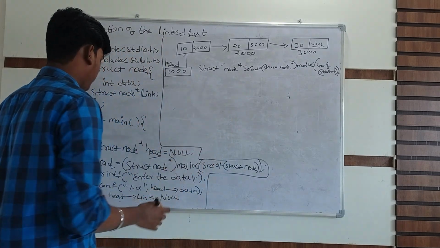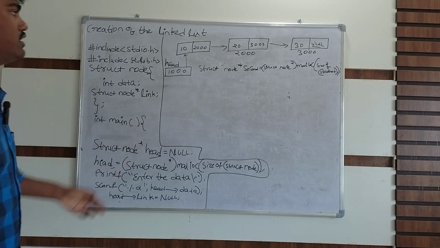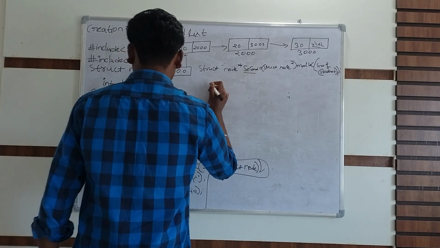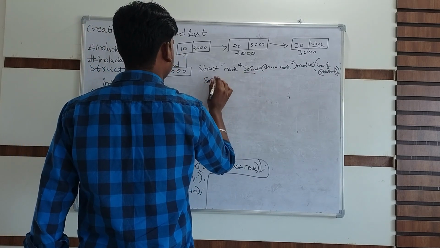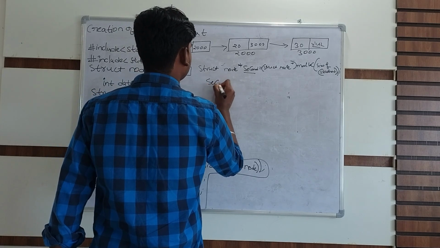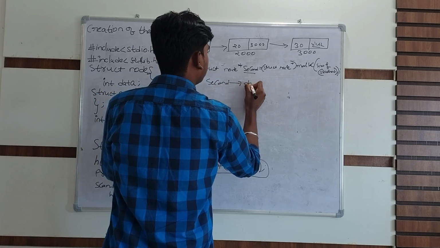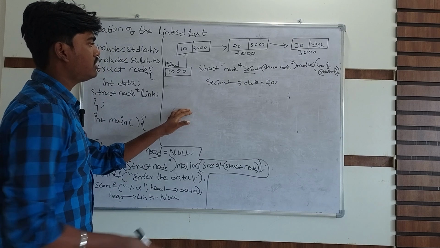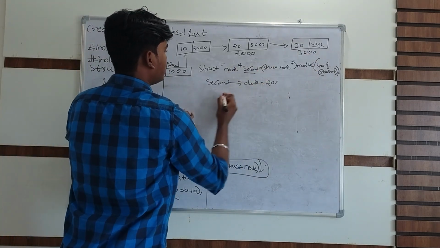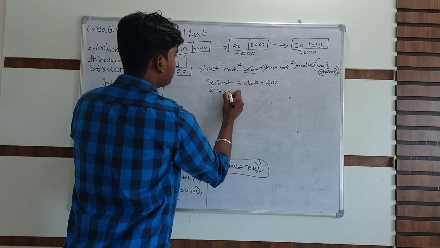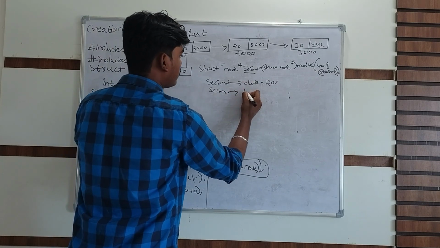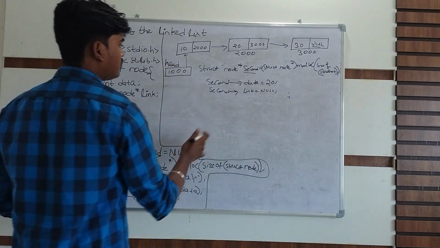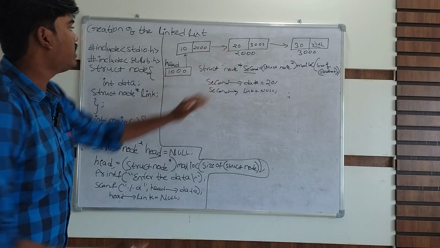By directly we are entering data, dynamically or statically. Here we are entering it statically. The second data has 20, and initially it will link to another node, the third node. Initially the node links to null. So we have to link this second node and this first node.